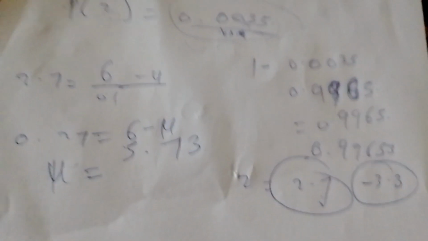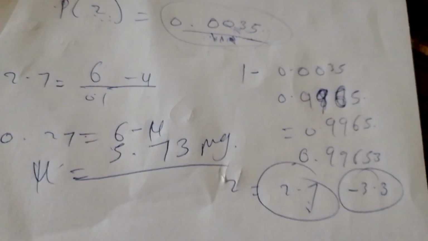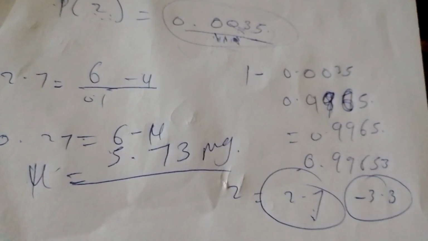Okay, so 5.73 will be the mean, right? Milligrams. So that'll be the mean for the calculation we are looking for. Okay. So basically, this is how you go around with it.